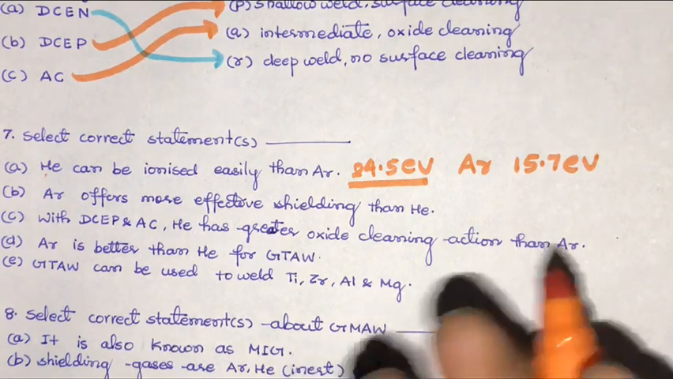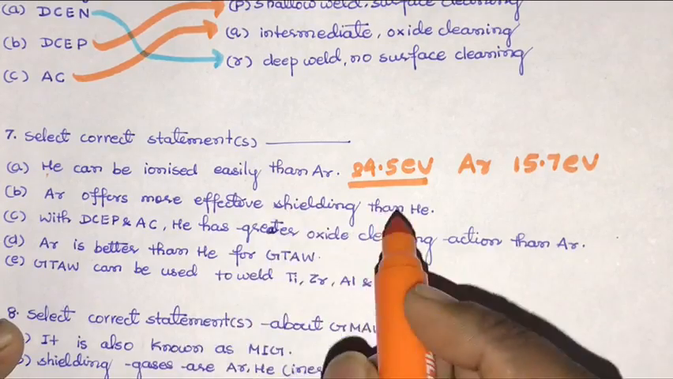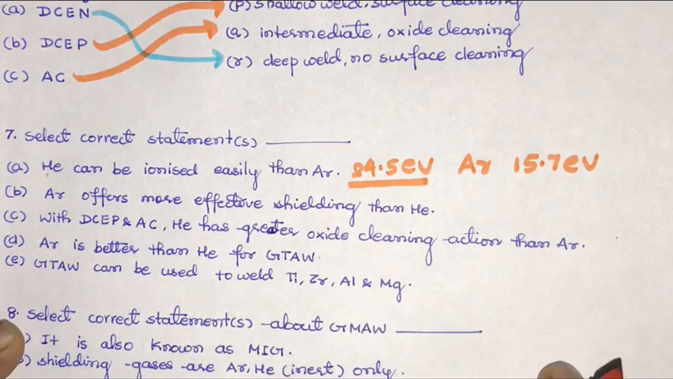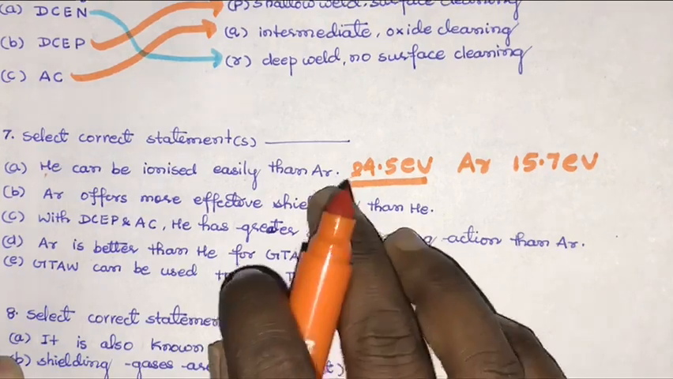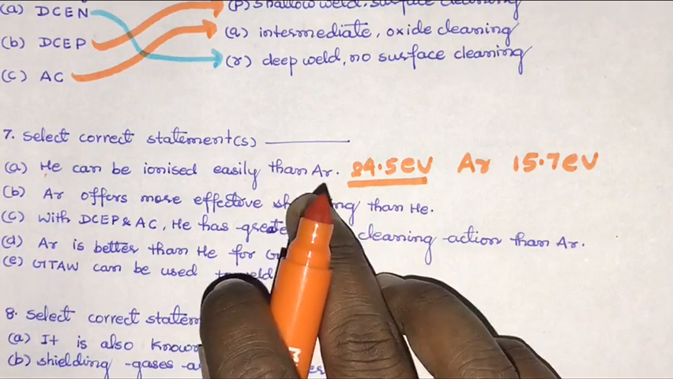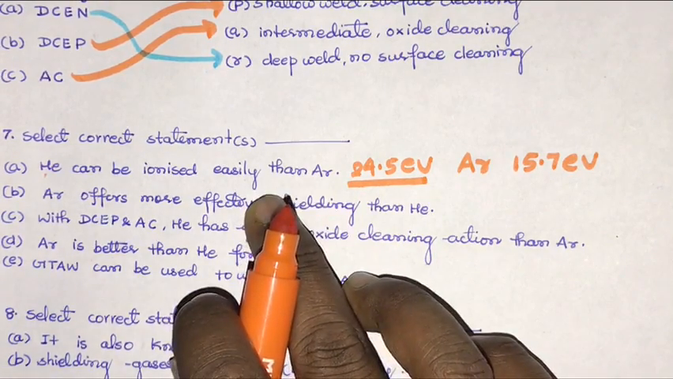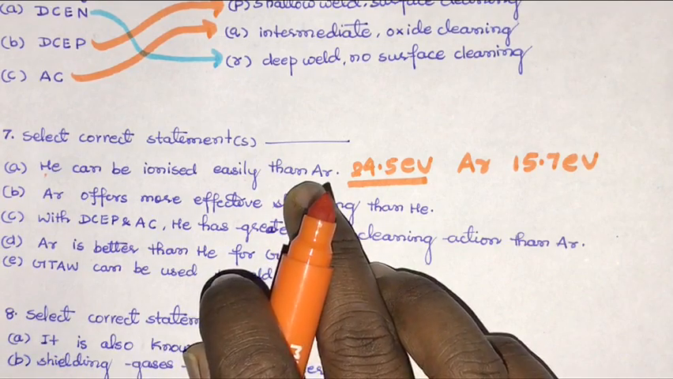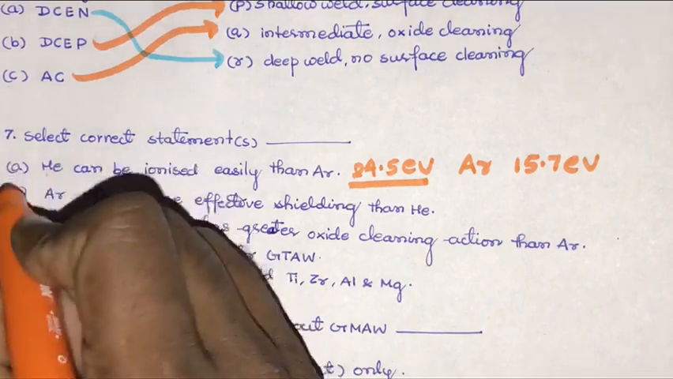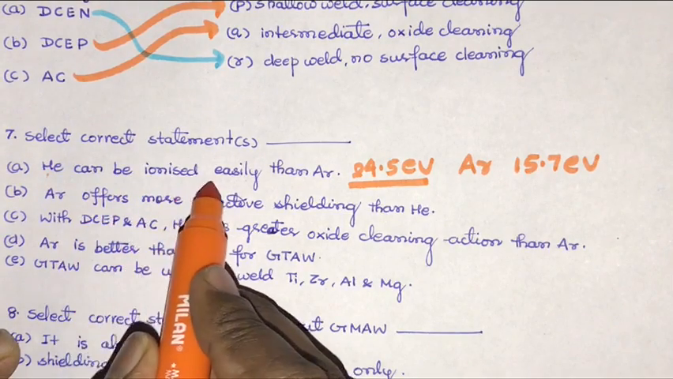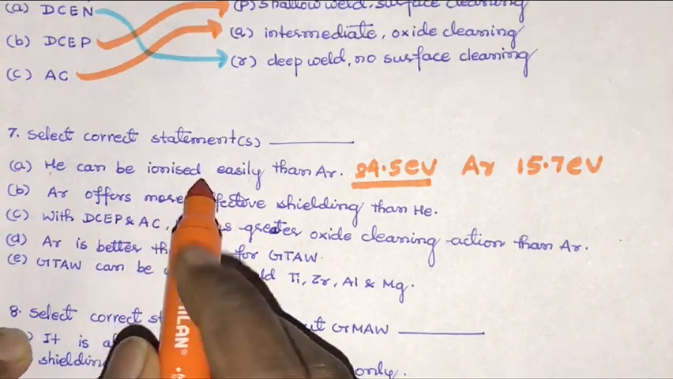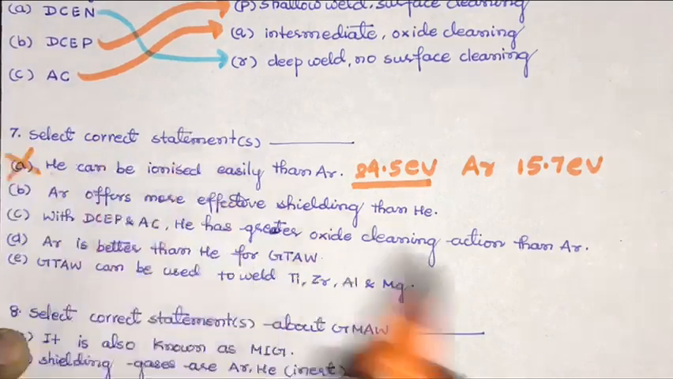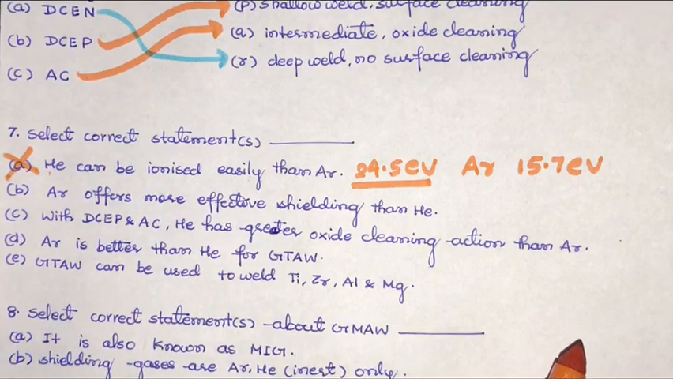So it is very difficult to knock out electrons from helium because there is a stronger force of attraction between the valence electrons and the nucleus due to its small size and high Z effective. So helium is difficult to ionize, so this statement will be incorrect. Coming to the next.